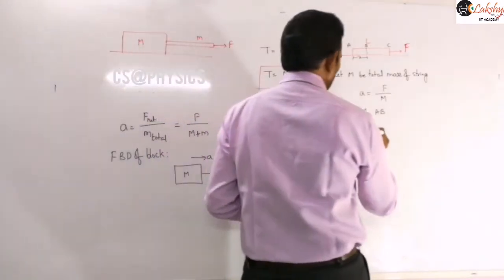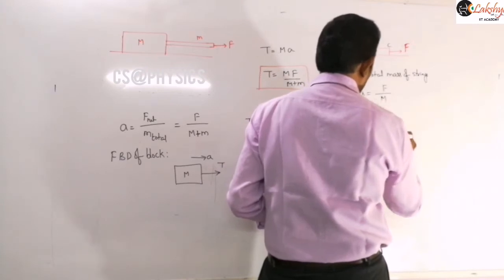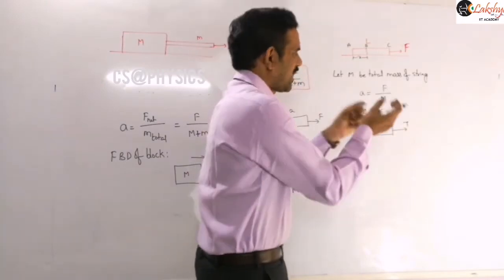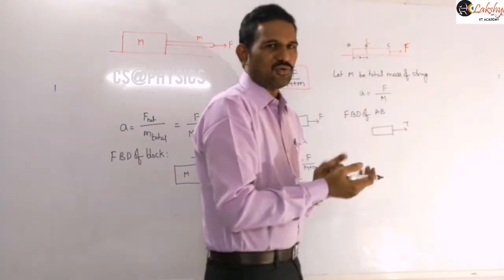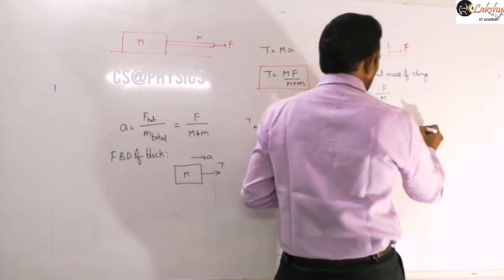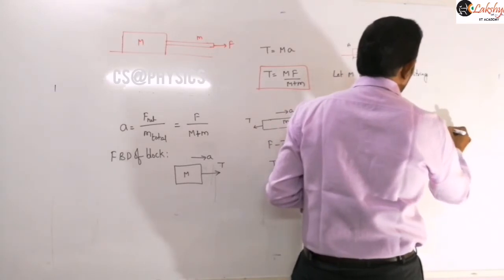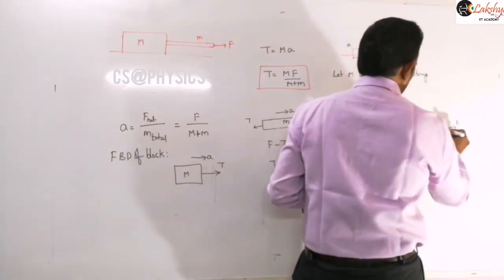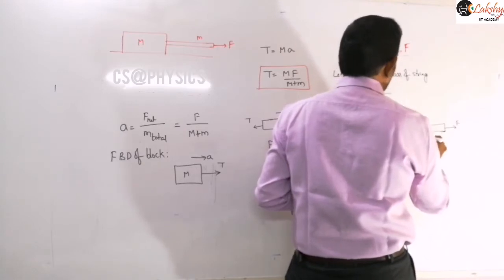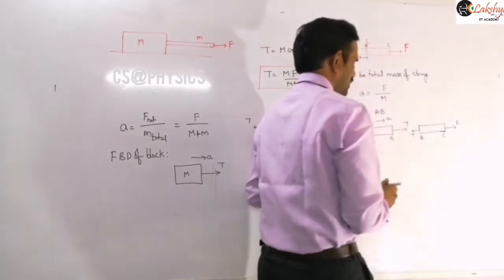If you are taking the FBD of AB, the only force acting on this will be tension, right? So there will be some tension acting on this. I will draw the free body diagram of BC also, then you will get clarity. This is our AB part. If I consider the BC part, the force F is applied here, and the tension will be there like this. Then this is accelerating with an acceleration A.